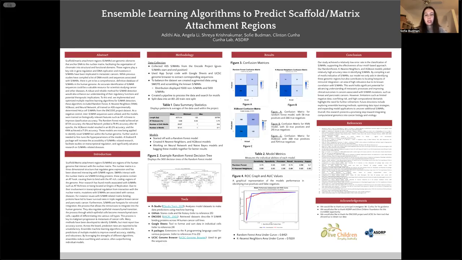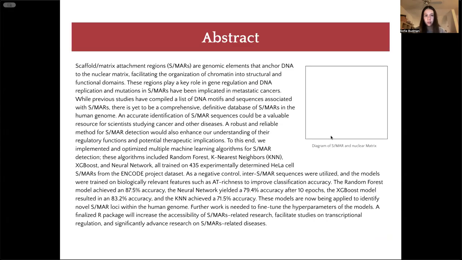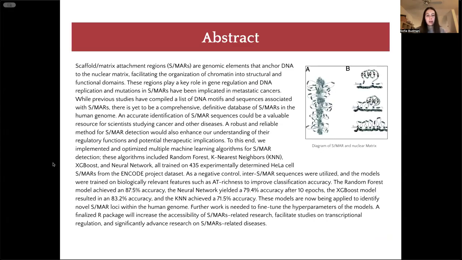Hello, my name is Sophie, and today I'll be presenting on ensemble learning algorithms to predict scaffold matrix attachment regions, or SMARs. SMARs are genomic elements that anchor DNA to the nuclear matrix. This anchoring facilitates the structural organization of chromatin into functional domains and plays a critical role in gene regulation and DNA replication. Mutations in these regions have been implicated in metastatic cancers, which highlights their biomedical significance.